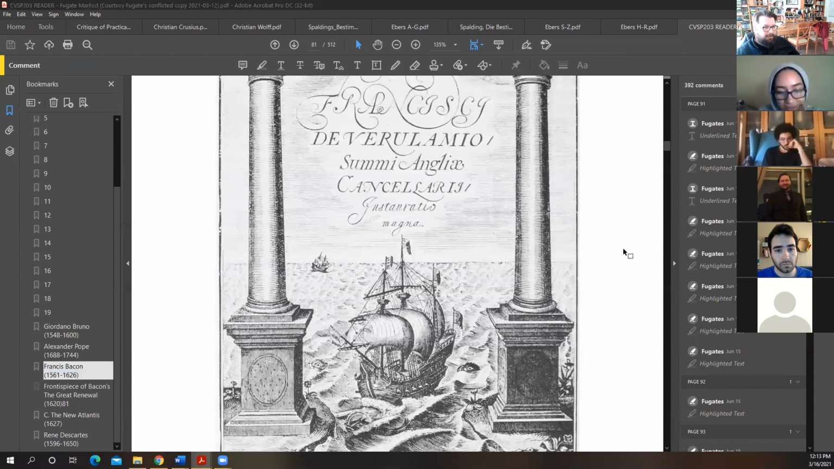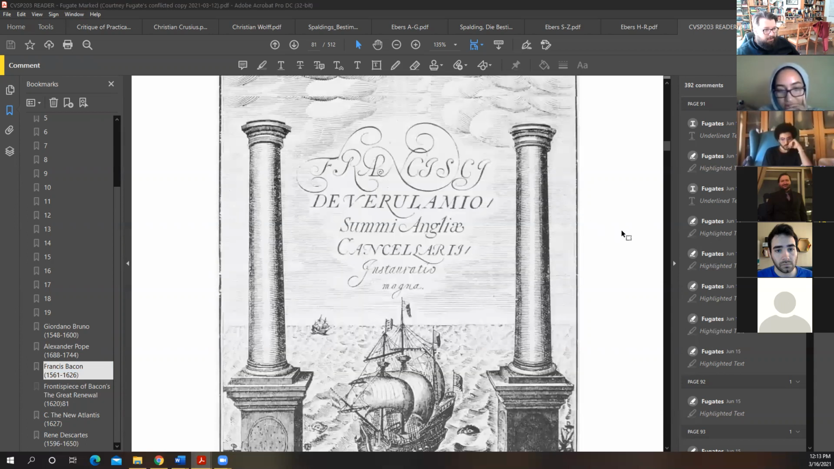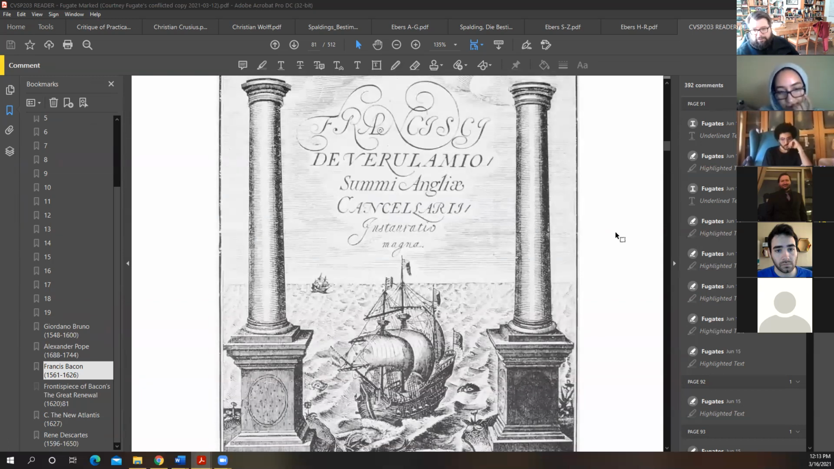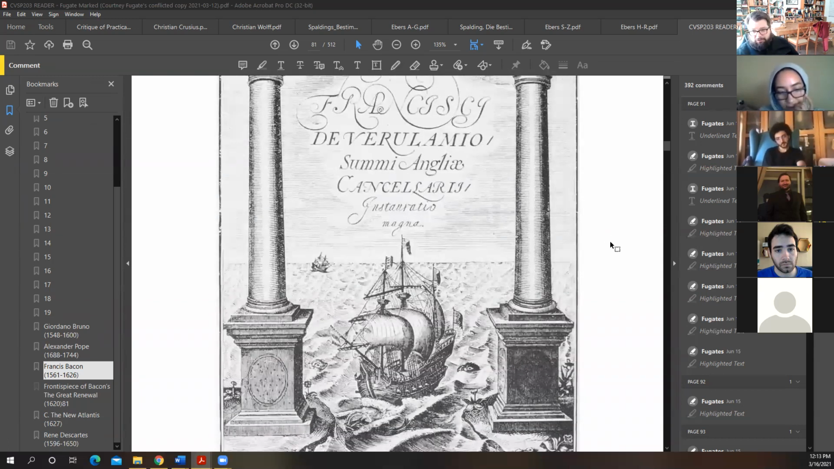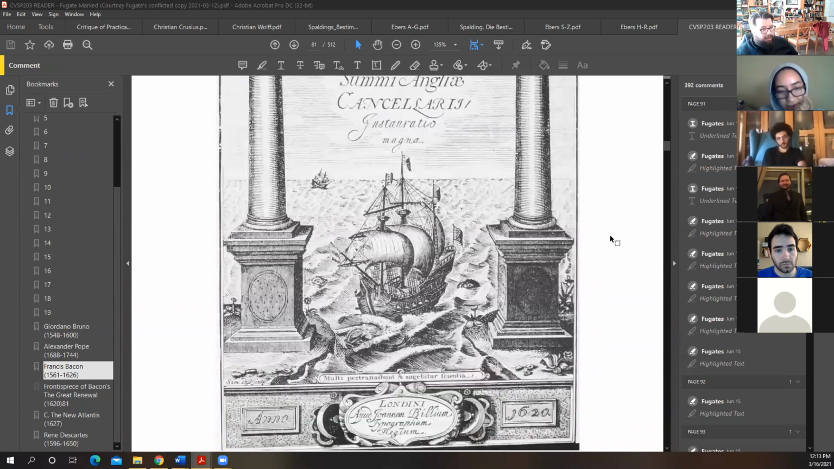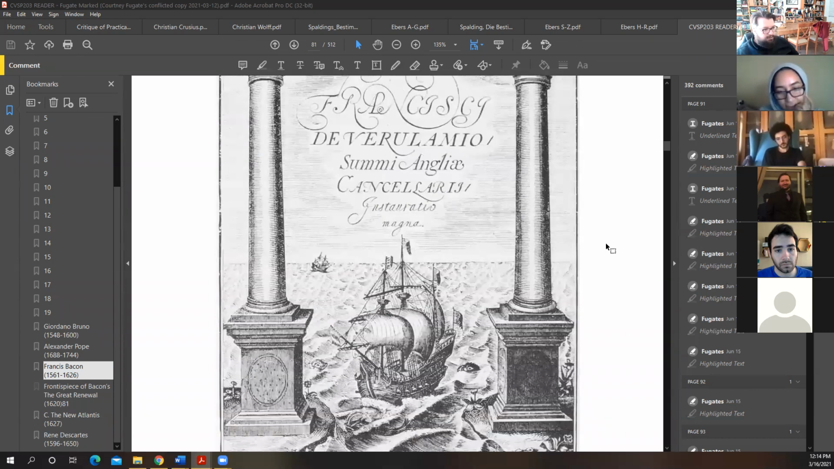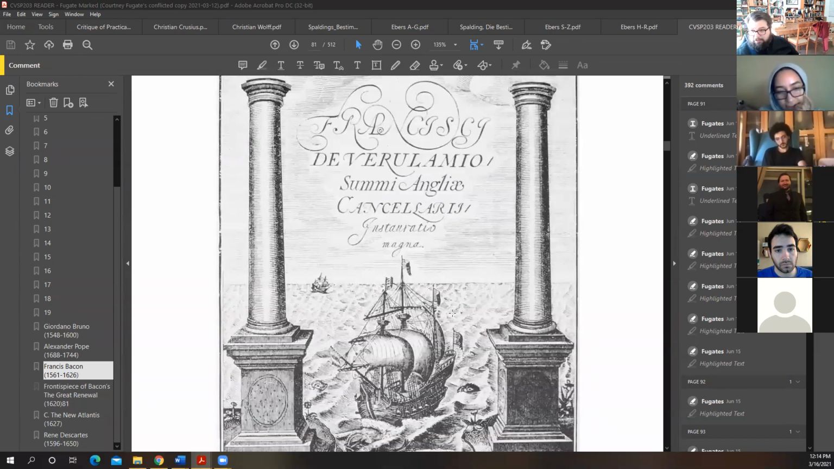Was someone in the chat? Scylla and Charybdis. Okay, so Bacon uses a lot of, we're going to see this, a lot of sailing metaphors. But obviously this is, think about it, compare with Bruno, for instance. There's something about discovery, right? This is supposed to bring to mind Columbus, discovery of the New World, and so on.